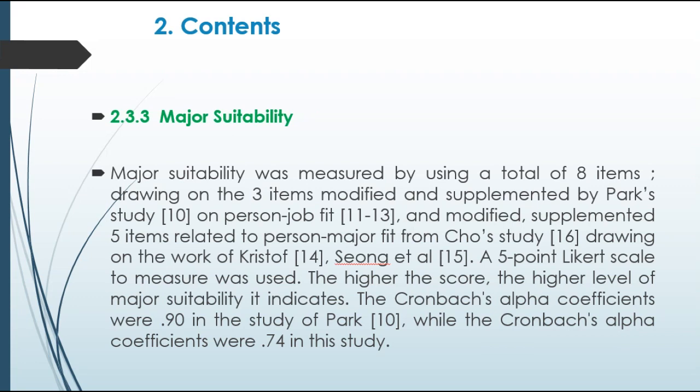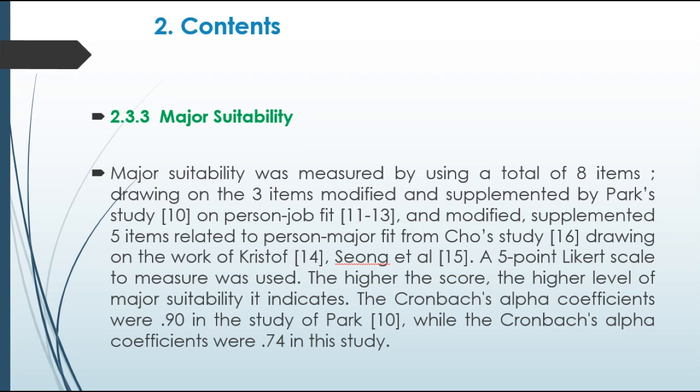Major stability was measured using a total of 8 items, drawing on 3 items modified and supplemented from Box's study on person-job fit, and 5 items related to person-major fit modified and supplemented from Chair's studies, drawing on the work of Kriptop, Song et al. A 5-point Likert scale was used. The higher the scores, the higher the level of major stability indicated.